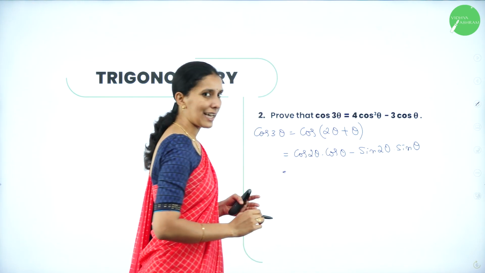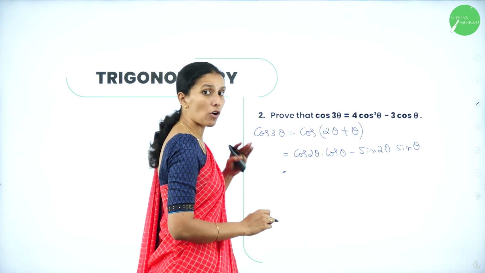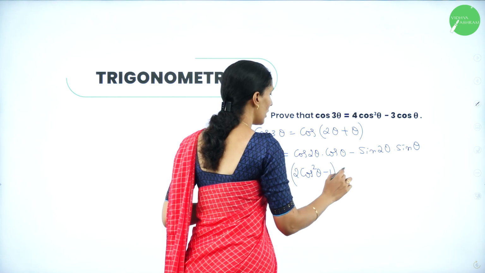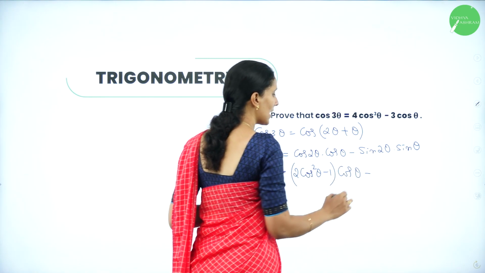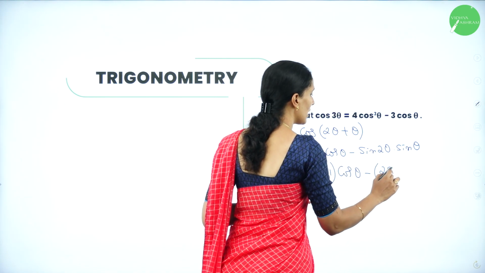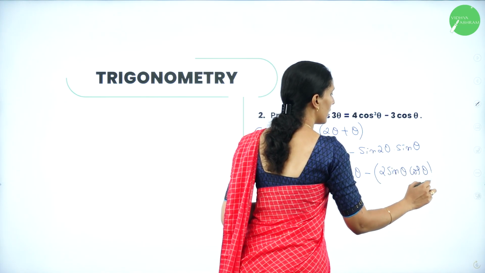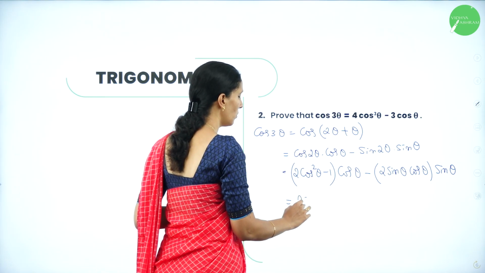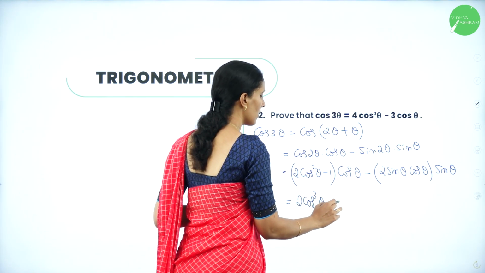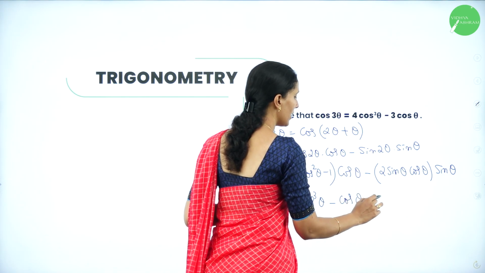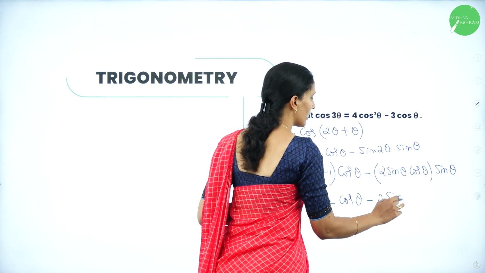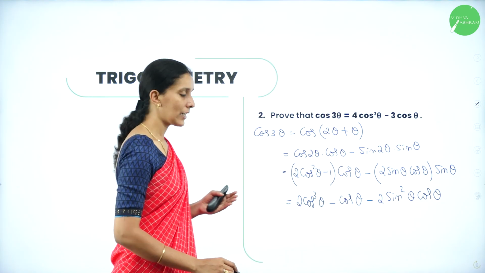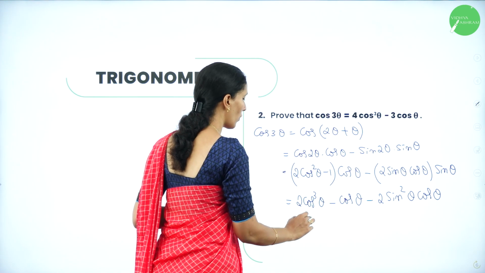So, cos 2 theta is what? In terms of cos only, it is 2 cos square theta minus 1 into cos theta minus sin 2 theta is 2 sin theta cos theta into sin theta. Now multiply this. So that is equal to 2 cos cube theta minus cos theta minus 2 sin square theta into cos theta. Now what is sin square theta? It is 1 minus cos square theta.